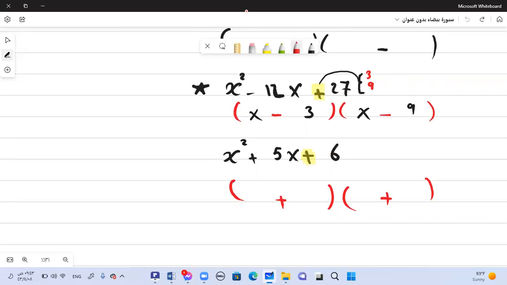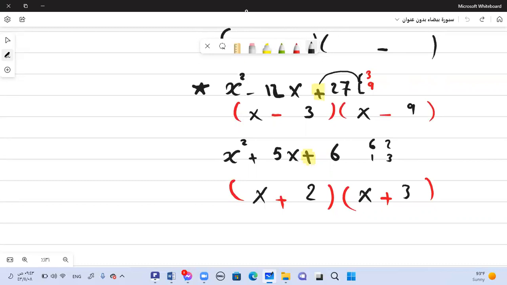After that, we can guess what are the two numbers that multiply each other to give me 6. Maybe 6 and 1, and 2 and 3. Which one, added, gives me 2 and 3. So we should write in here 2 or 3, or switch 3 and 2. I don't have any problem.